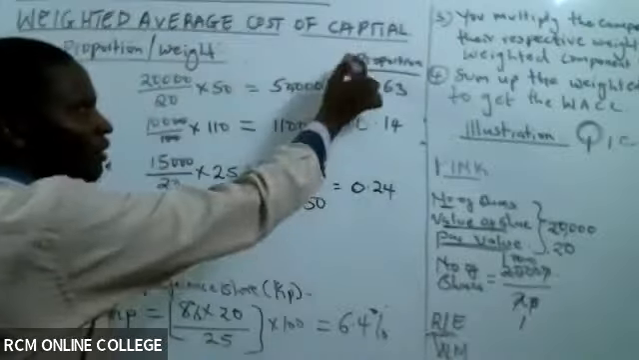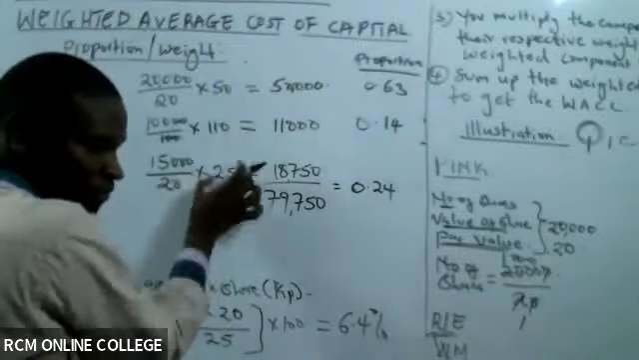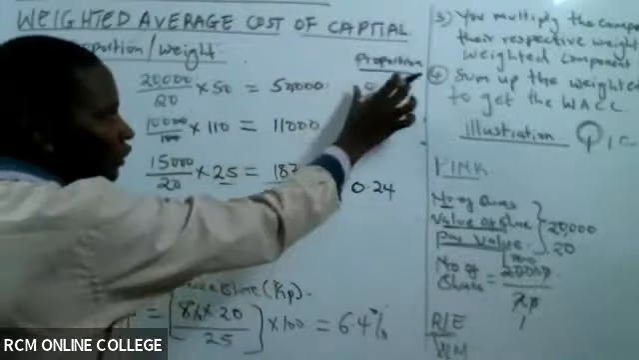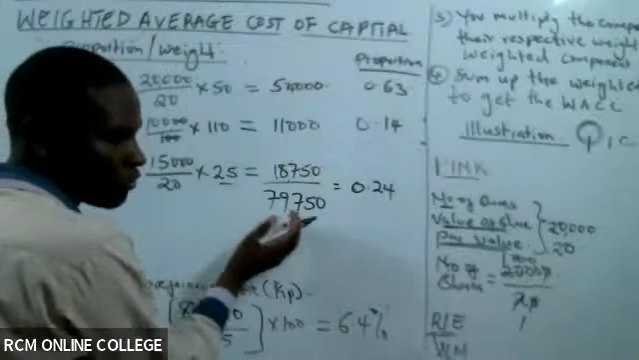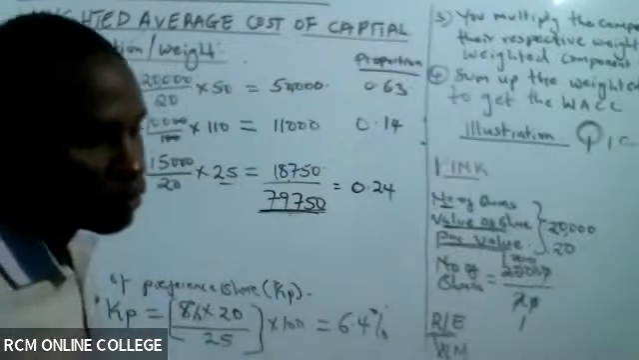Watu wengi wanasahau kuconvert hapa kwanza into the current market price. Muhimu, the current market price, convert here, and then you get the proportion of the whole. Are we together?